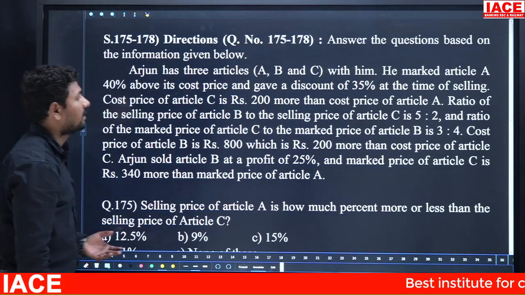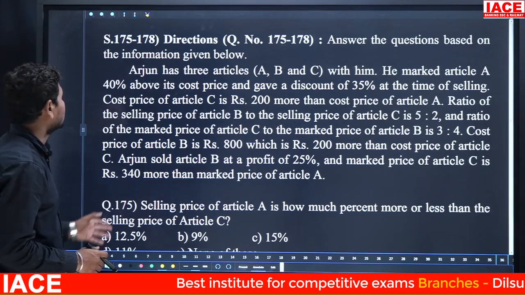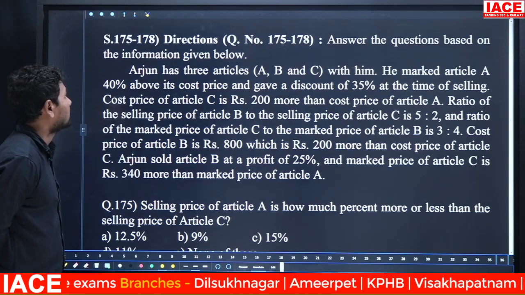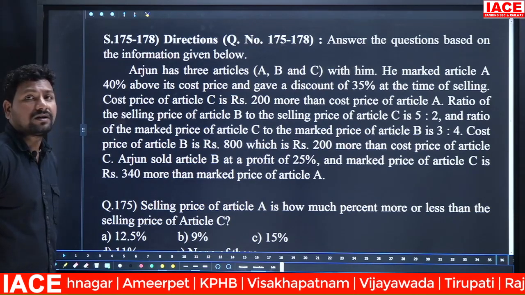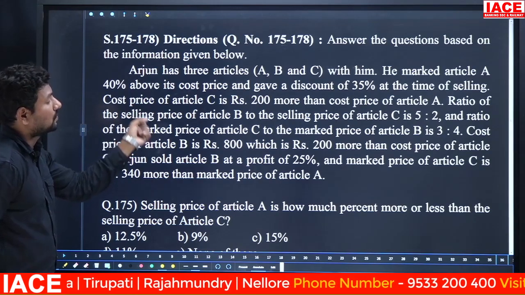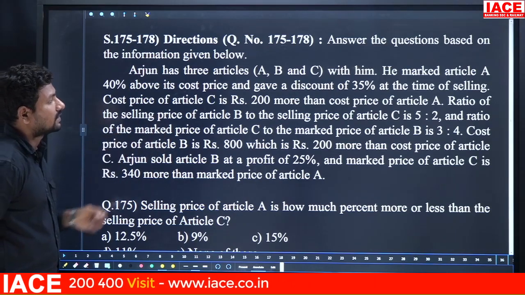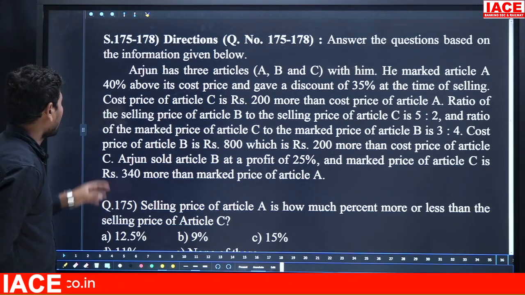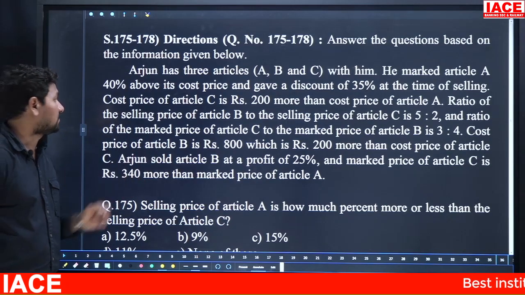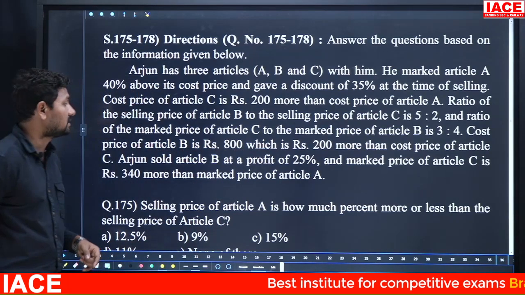Next we have a caselet DI. Based on the caselet DI, we have to solve the questions. Arjun has 3 articles A, B, C with him. He marked article A 40% above its cost price and gave a discount of 35% at the time of selling. Cost price of article C is 200 rupees more than the cost price of article A. Ratio of the selling price of article B to the selling price of article C is 5:2, and the ratio of the market price of article C to the market price of article B is 3:4. Cost price of article B is 800 rupees, which is 200 rupees more than the cost price of article C.